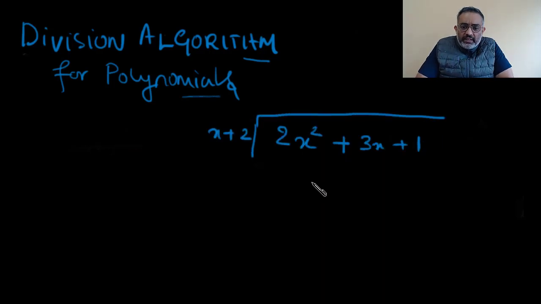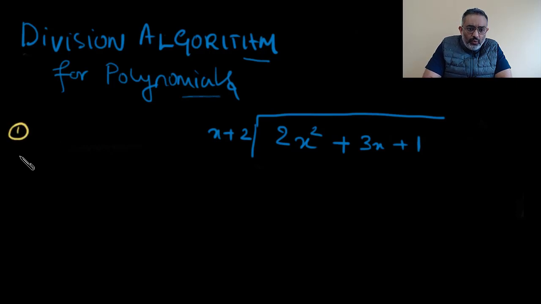Okay, so I have an example here. So this is the numerator or the dividend, 2x squared plus 3x plus 1, and the denominator or the divisor is x plus 2. Now, the way the mechanics works is that we focus on the highest order terms in both places. So here you think about this 2x squared, and here you think about x. So let me change the color and show you.